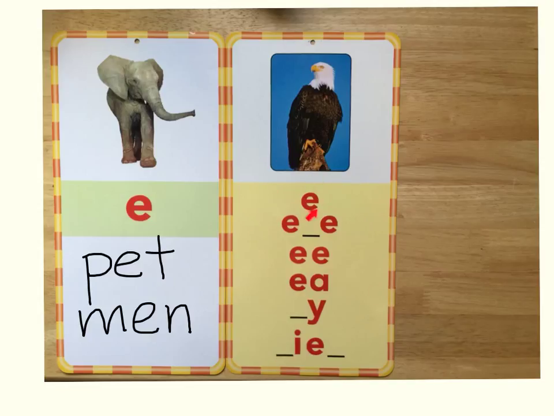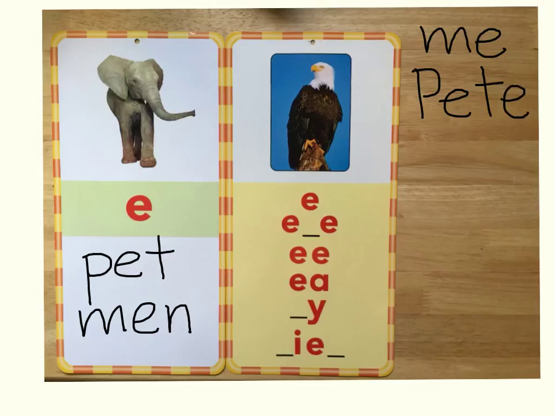Let's look at some of these long vowel rules for E sound. Our first one is E. An example of that is me. Our next example is E space E, or bossy E, or silent E. And in the word Pete, there's pet until you add that bossy E, and that bossy E is going to tell that E to say its own name so that when you sound it out, it's Pete.